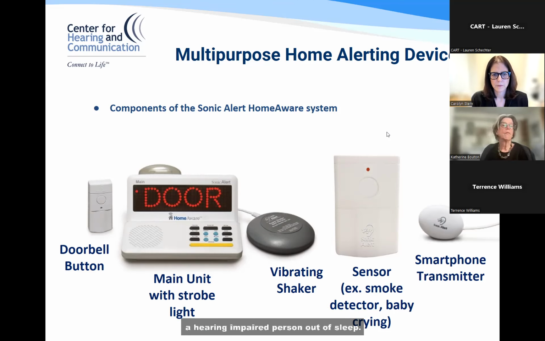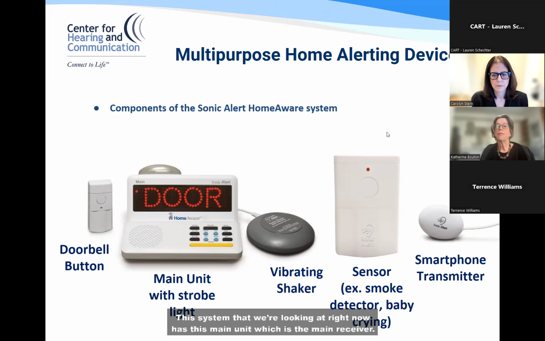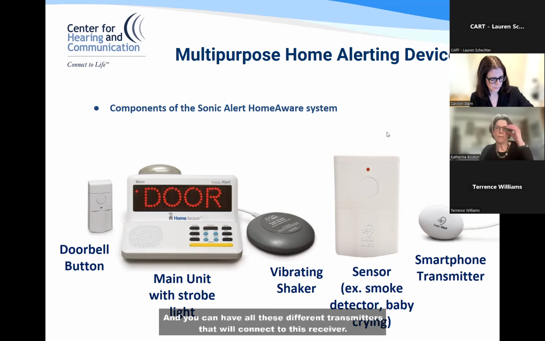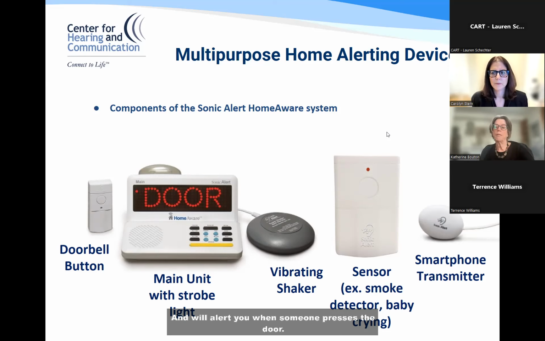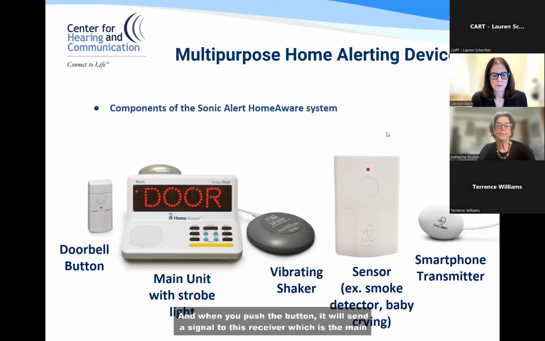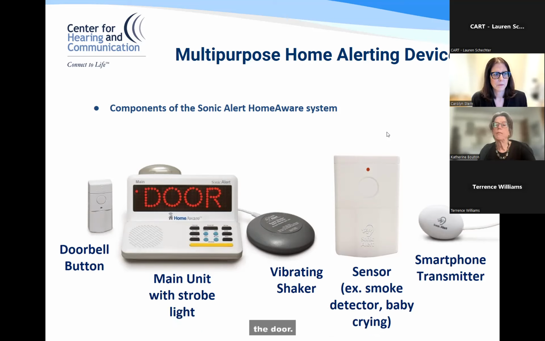And this system that we're looking at right now has this main unit, which is the main receiver. And you can have all these different transmitters that will connect to this receiver and will alert you when someone presses the door. So this doorbell button that you see here on the left-hand side would be placed outside the home. And when you push the button, it will send a signal to this receiver, which is the main unit, that will let you know that someone's at the door. It also has a vibrotactile device so that the shaker will shake when someone pushes the door.